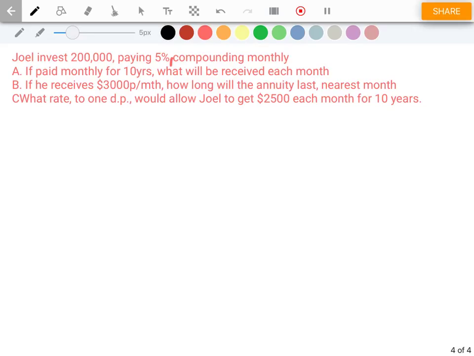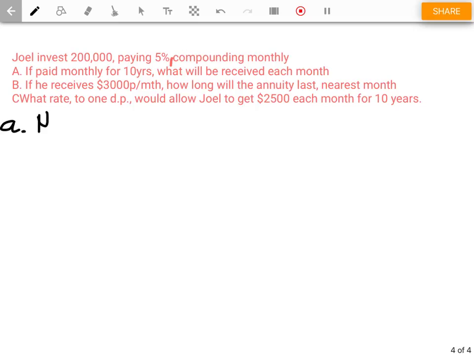So A, paid monthly for 10 years. So we want to punch in our finance calculator. N, the number of payments, he's paid monthly. So that's 12 times 10 years, or you could put in 120 for those of you who know your 10 times table. The I, percent interest, is going to be 5% as stated in the problem. The present value of the annuity is $200,000.